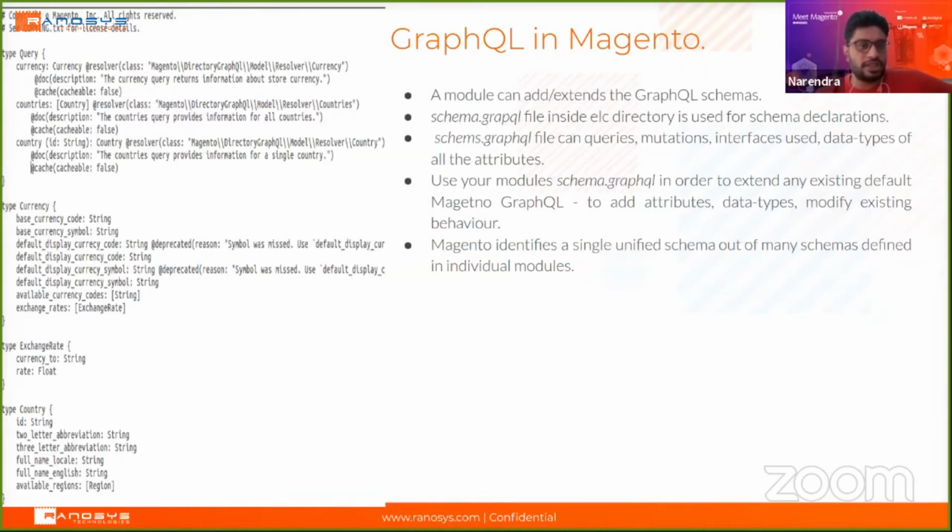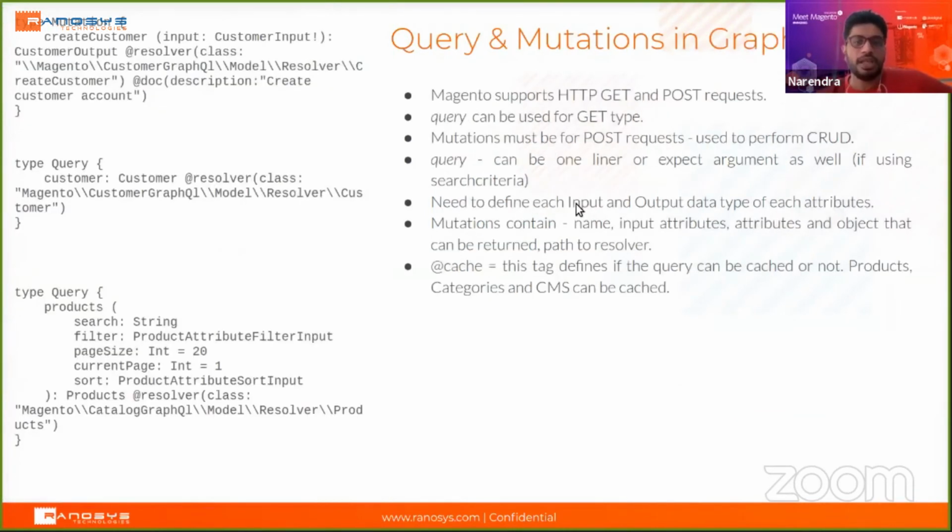If you see here, there's a type query, type currency. There are various types that we have already defined, like this country ID we have defined as string and all those things. So this is a typical schema.graphql file. Now, the main thing that you want to understand in GraphQL is actually the query and mutations.